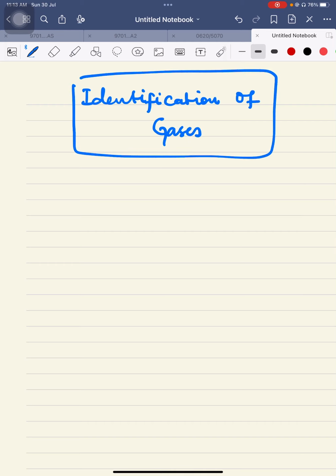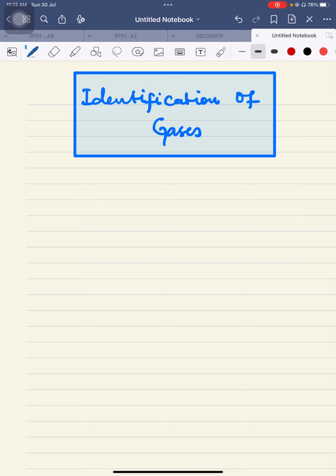Hey guys, today we are going to discuss the topic of identification of gases. It means how we can identify a gas. What are the tests for identification of a gas? We have to find out what the test is and also say what our observation will be in that test.